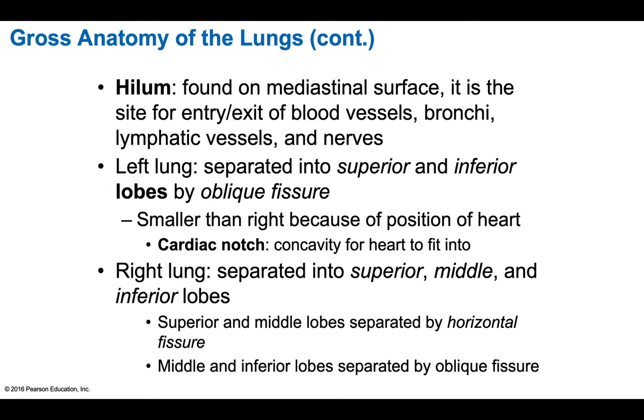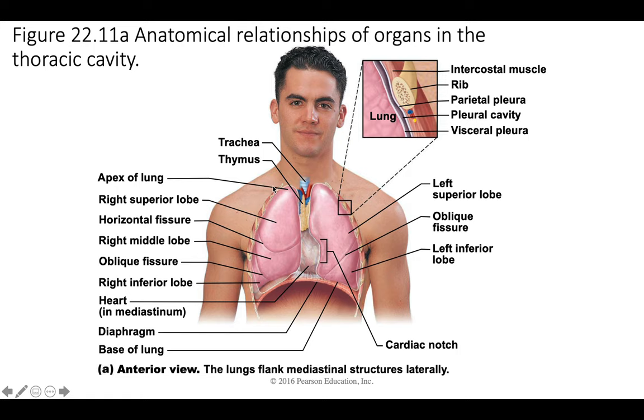The right lung gets separated into a superior, middle, and inferior lobe, which are separated by the oblique and horizontal fissures. All right, so when you look over here, this is the topmost part of the lung. This is the apex. And if you look at it, the apex of the lungs extends slightly above the clavicle. Over here, we have the thymus gland, and that's your trachea.